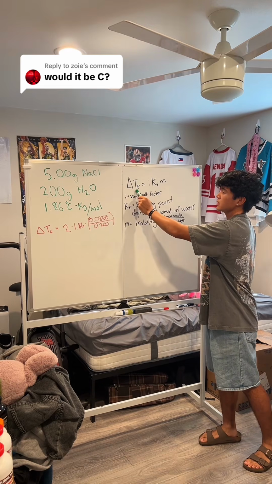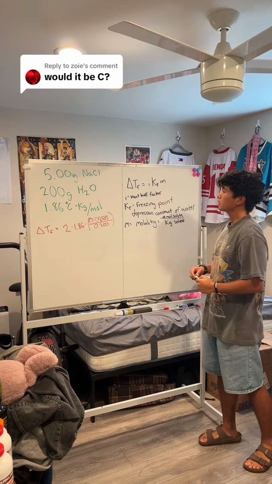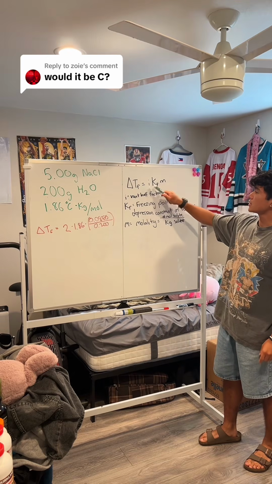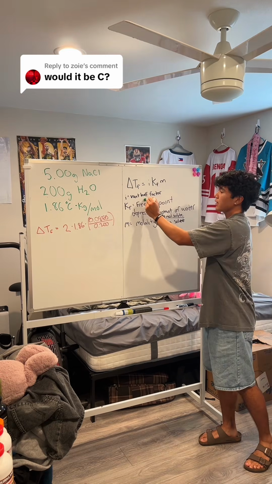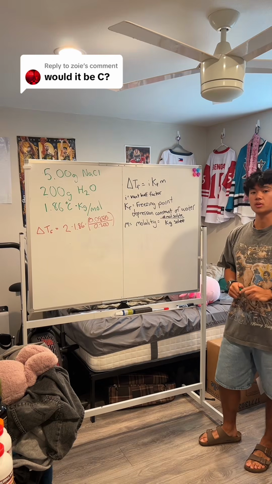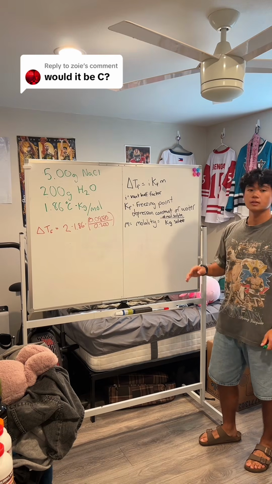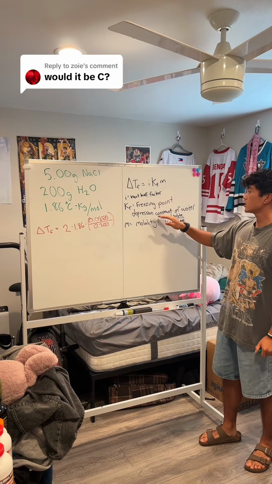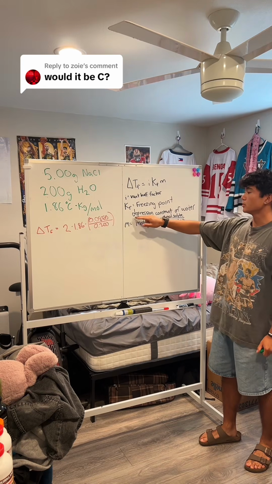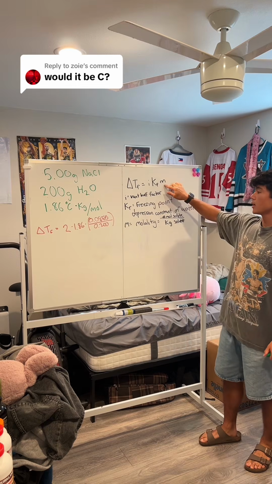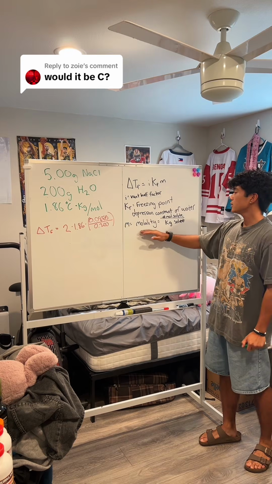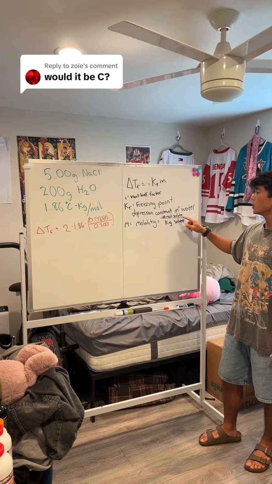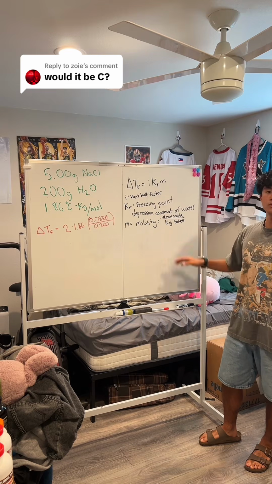So delta T of F, which is change of freezing point temperature, equals I times Kf times M. I is the Van't Hoff factor, and that's the amount of particles a solute produces when it's in a solution. Kf is our freezing point depression constant of water, so notice how it says depression. And then our M is our molality, not to get confused with molarity. Molality is the number of moles of the solute over the kilograms of just the solvent.